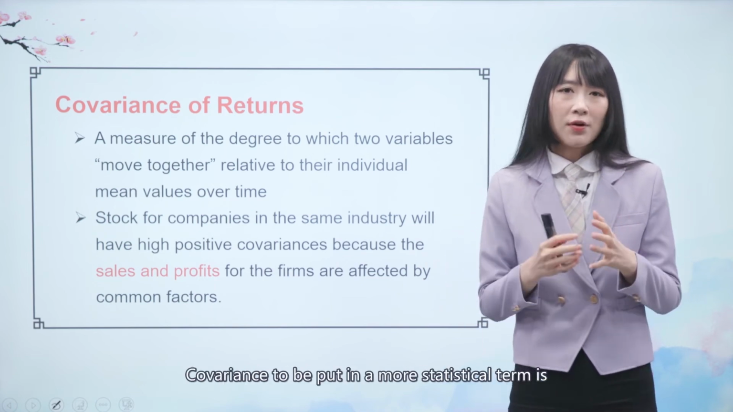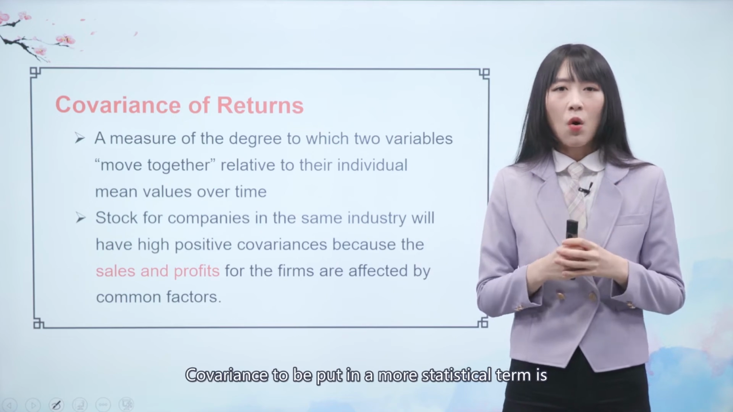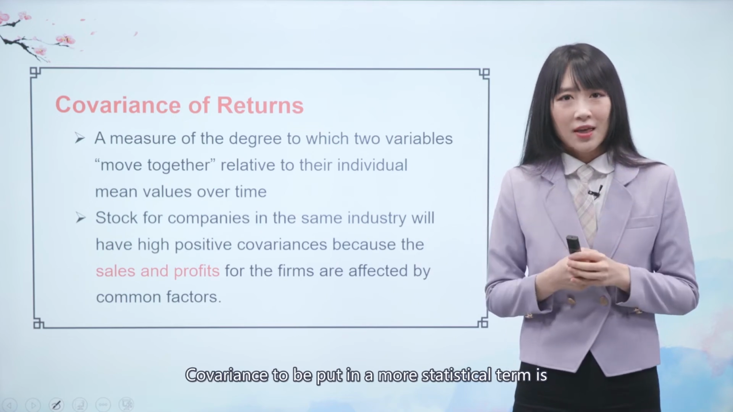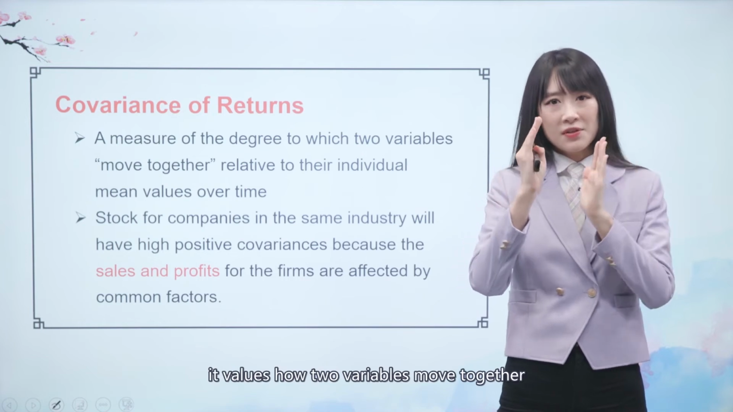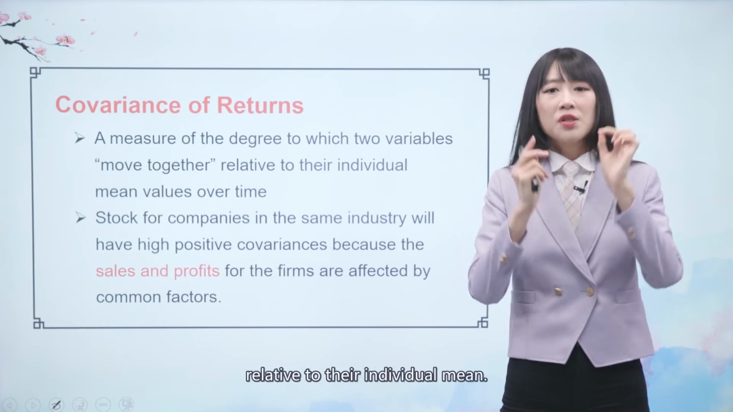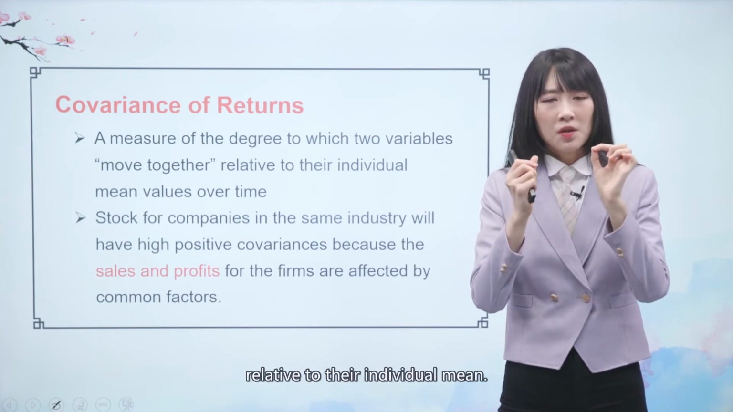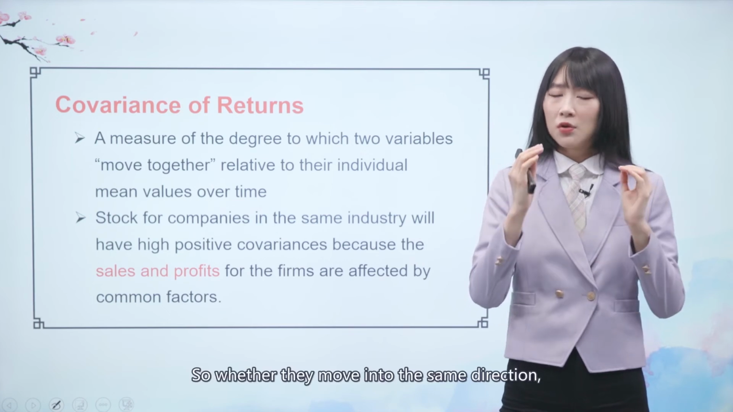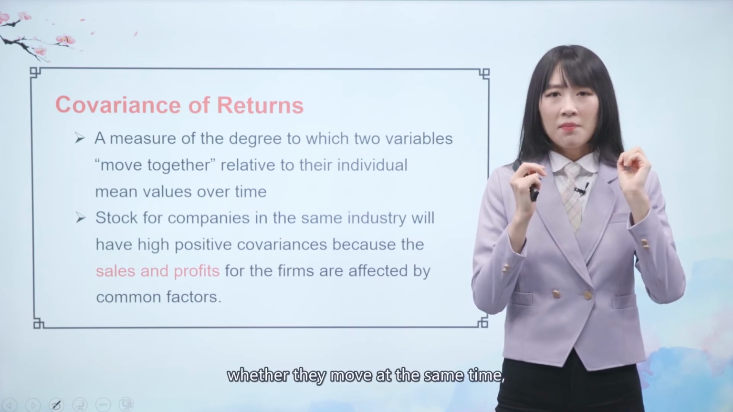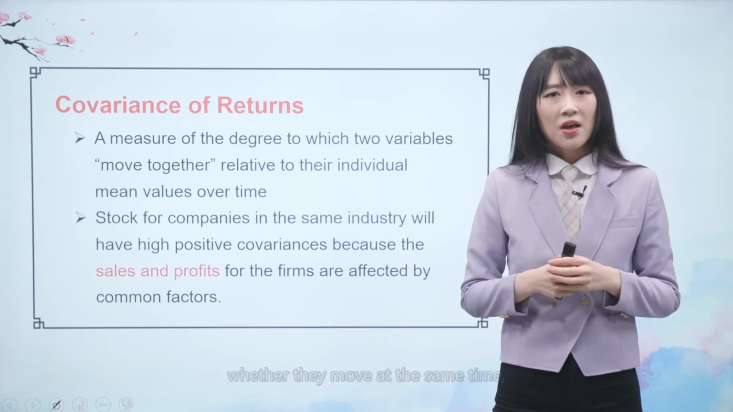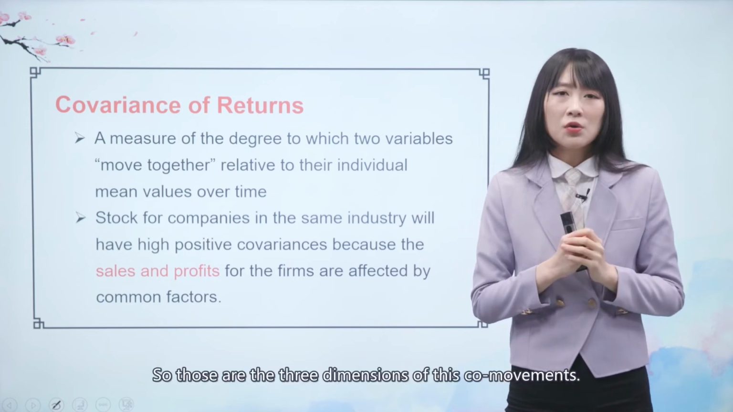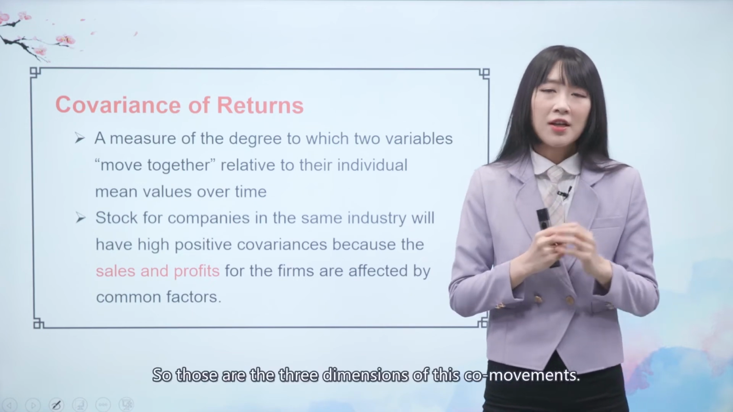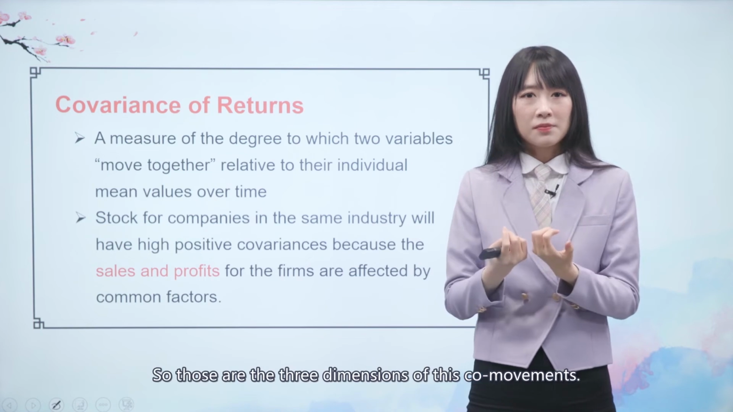Now, covariance, to put it in more statistical terms, measures how two variables move together relative to their individual means. So whether they move in the same direction, whether they move at the same time, and how about their moving magnitude. Those are the three dimensions of these co-movements.